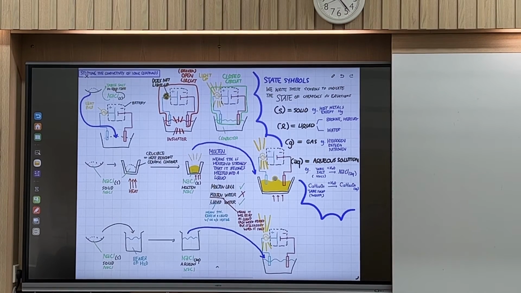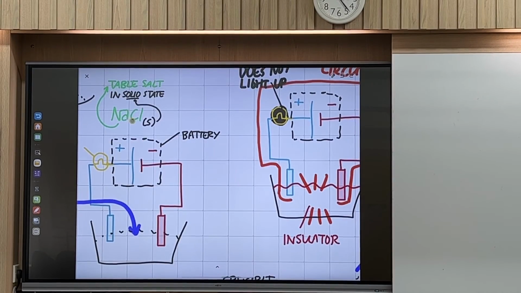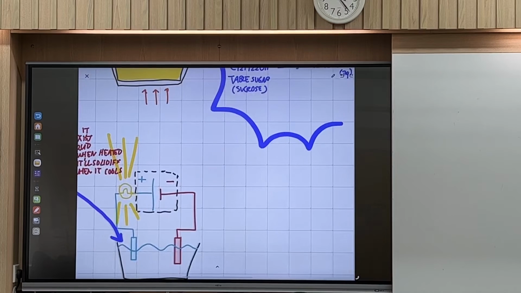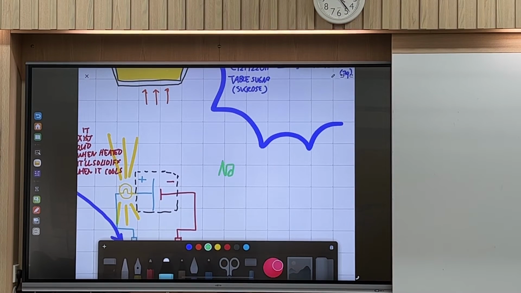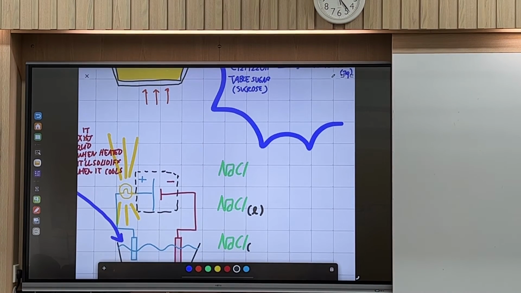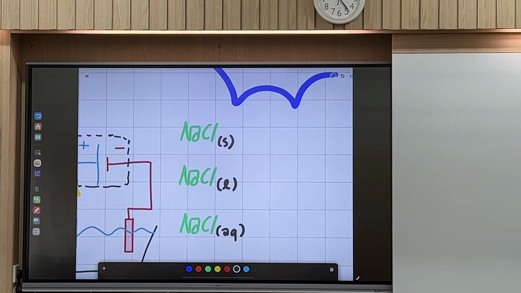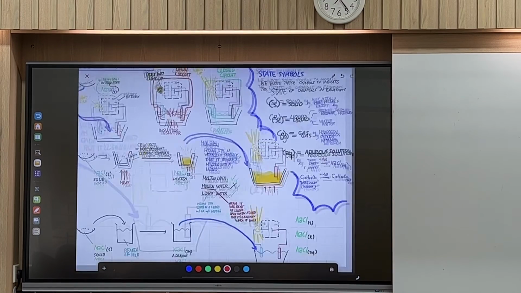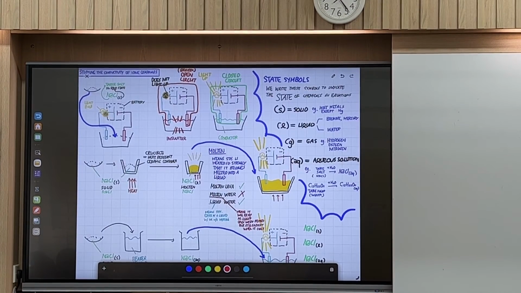They are conductor. So can you put down the important conclusion in this experiment? NaCl(s) is a non-conductor or insulator. NaCl(aq), they are conductor. NaCl(l) is also a conductor. It's only NaCl(s) that is an insulator. Is that clear? Okay? Because in this case the light bulb does not light up.